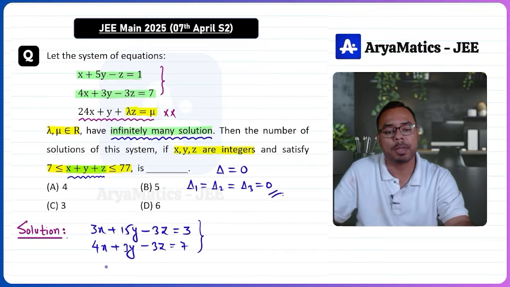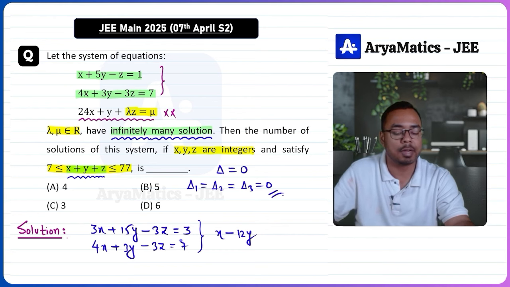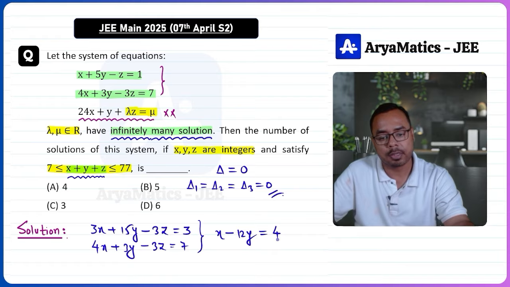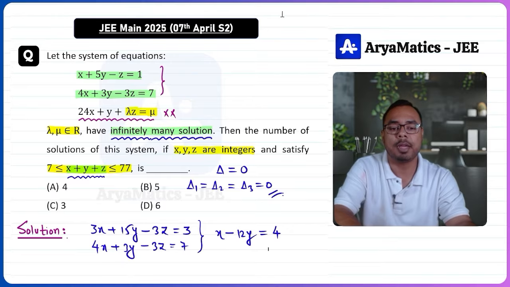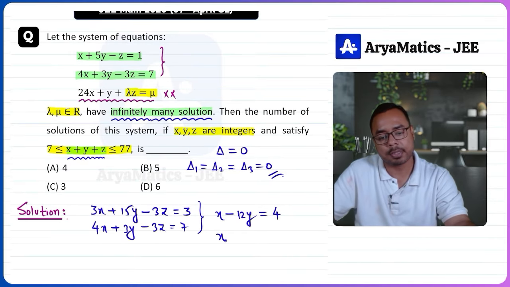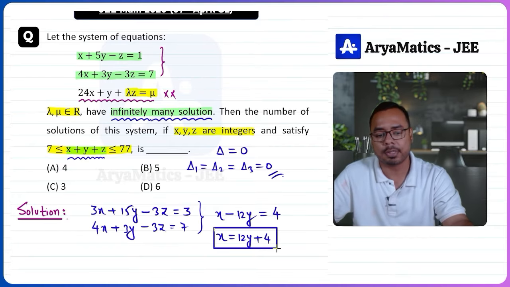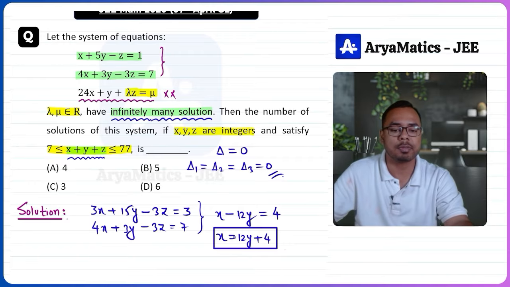Now we can do 2 minus 1, right? Then 4x minus 3x will be x, 3y minus 15y is minus 12y, z will cancel, and 7 minus 3 is 4. So from here we can write x in terms of y, as 12y plus 4. Our aim is to express one variable in terms of the other variables. We got x in terms of y: x is 12y plus 4.